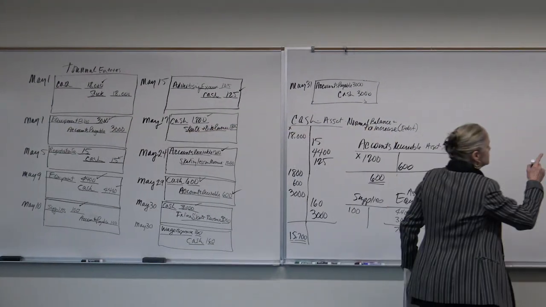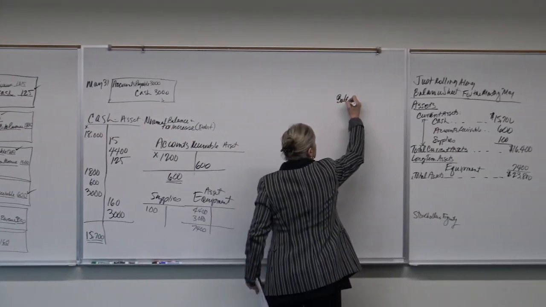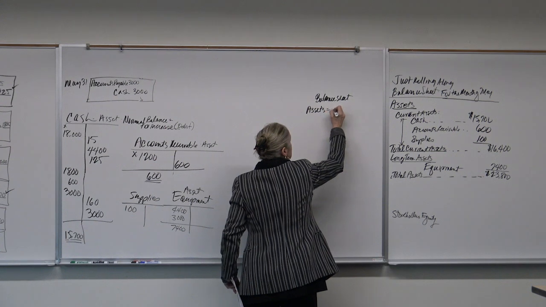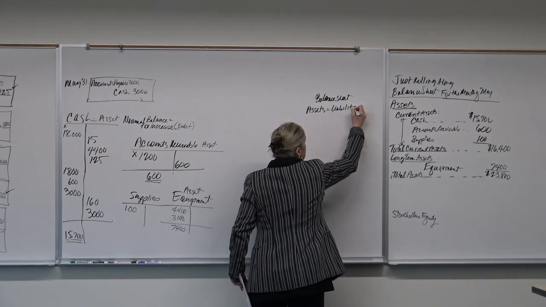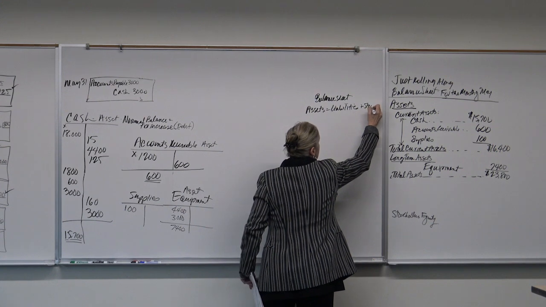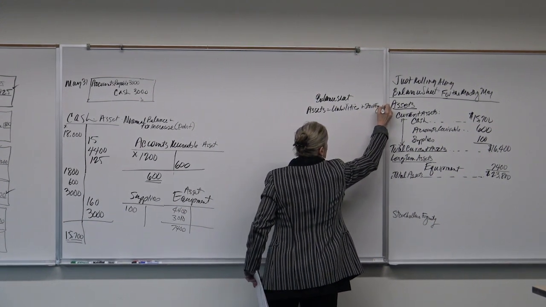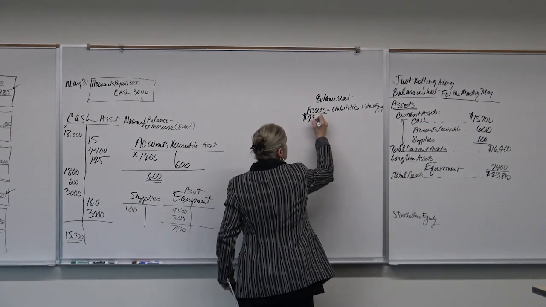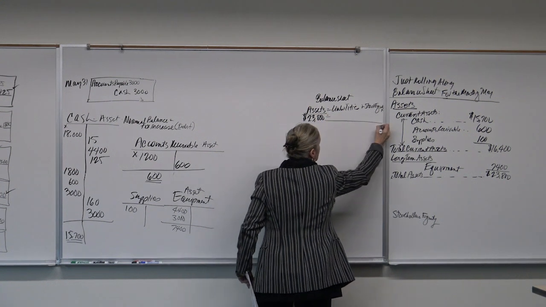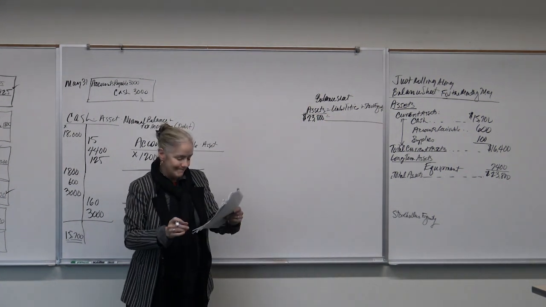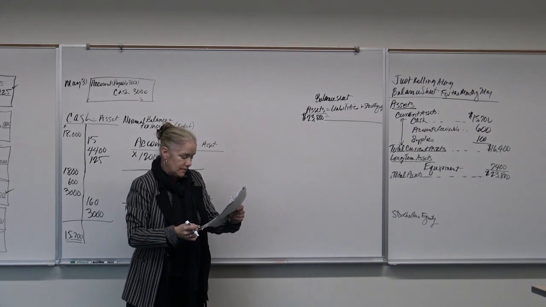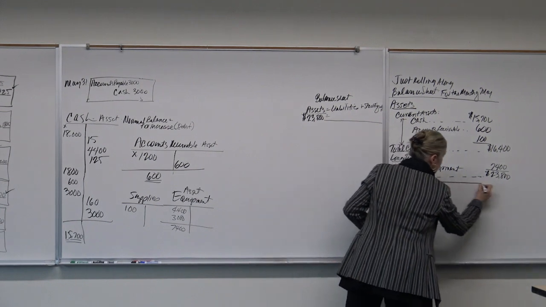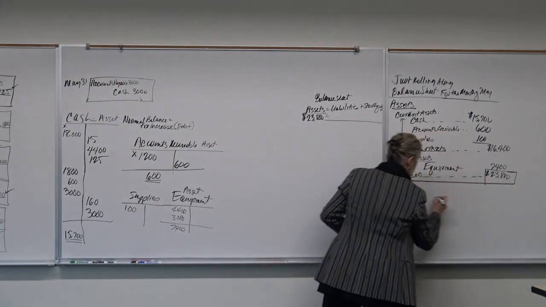So as you can see, the balance sheet is assets equal liabilities plus stockholders' equity. So far, in assets, we had a total of $23,800. Those are going to equal liabilities and stockholders' equity. Let's take a look at that next. So here are our assets. Let's take a look at our liabilities.